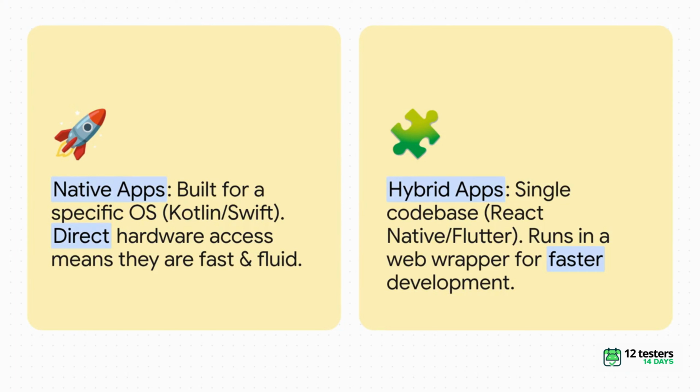So check this out. On the left, you've got native apps. These are built with platform-specific languages, like Kotlin for Android or Swift for iOS. They talk directly to the phone's hardware, which is why they feel so incredibly fast and fluid. Then, on the right, you have hybrid apps. These are built from a single codebase, think React Native or Flutter, and then run inside a kind of web-like wrapper. It's awesome for developing faster, but it adds extra layers of complexity that you absolutely have to test for.